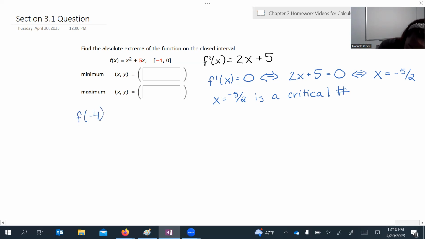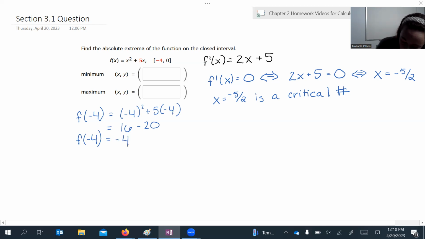I start off with our left endpoint of -4, and I get -4 squared plus 5 times -4. This is going to give us 16 minus 20, which is going to give us an f of -4 equal to -4.